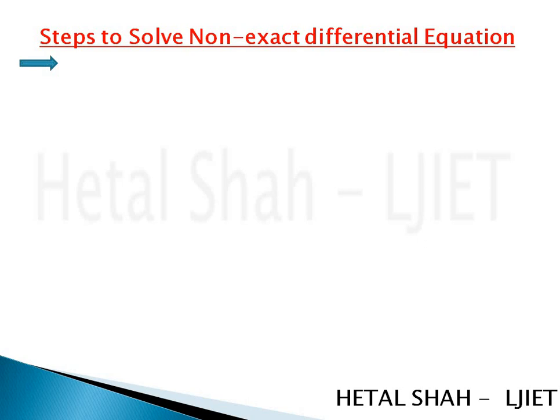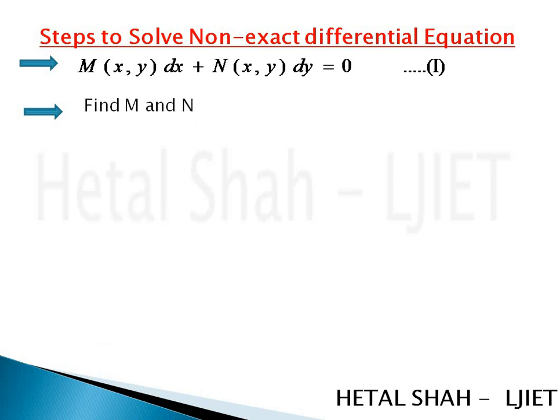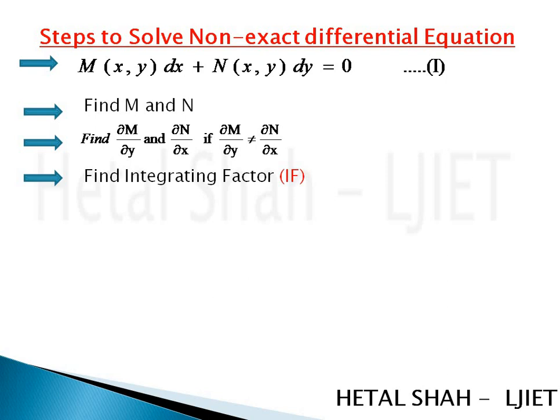Steps to solve a non-exact differential equation. First, if we are given the first order and first degree ordinary differential equation, equation 1, for solving that equation we first have to find M and N. M is the multiple of dx and N is the multiple of dy. Then find del M by del y and del N by del x. If del M by del y is not equal to del N by del x, then our given differential equation 1 is non-exact.